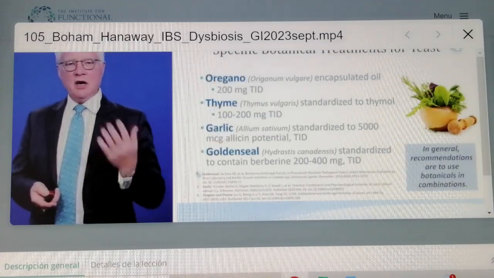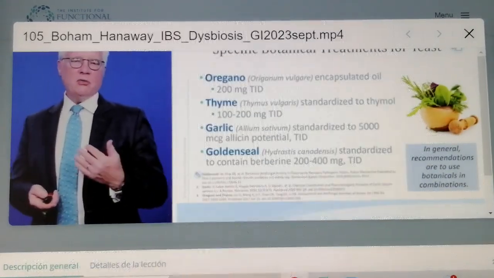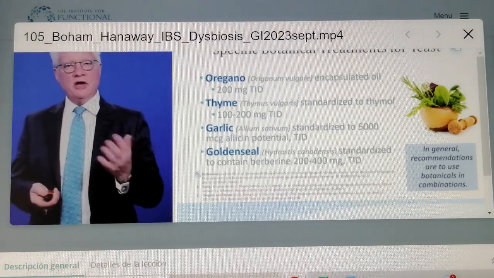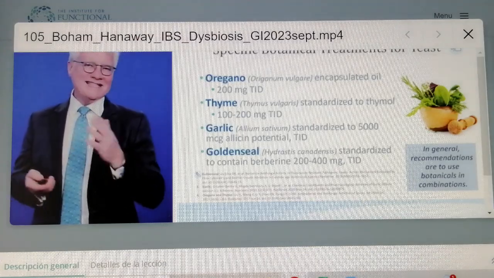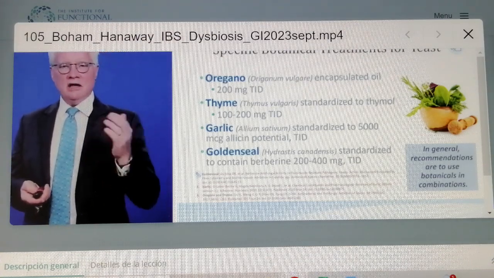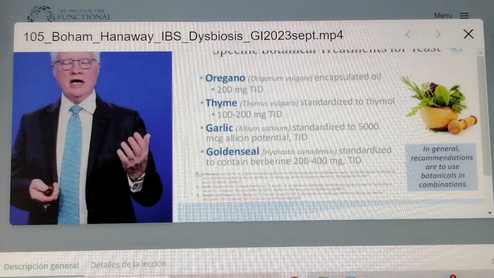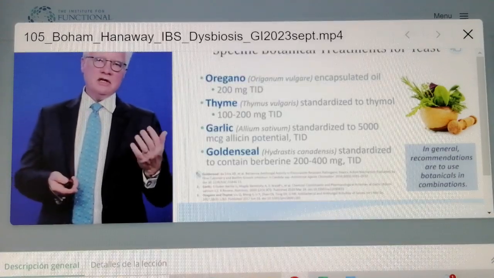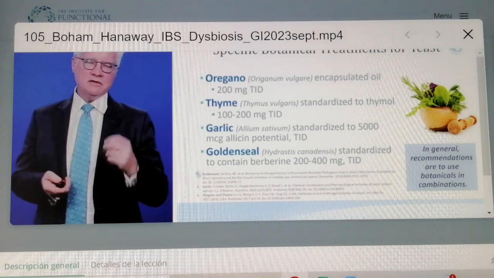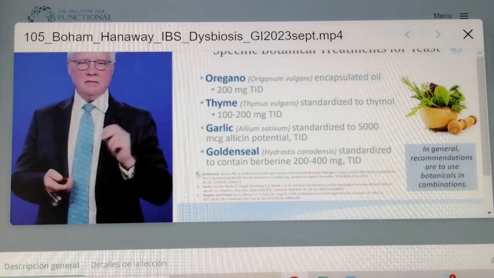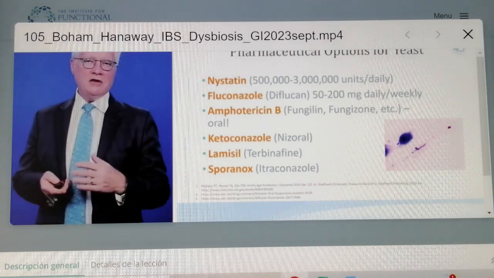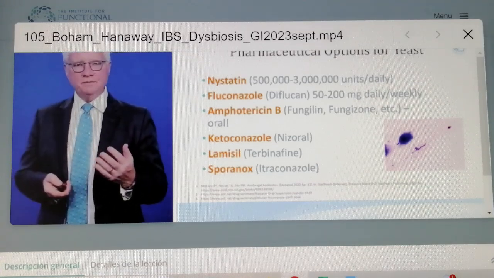Specific antimicrobials or botanicals: oregano and oregano oil at 200 milligrams 3 times a day, particularly helpful for its antifungal properties. The two I like here are the aromatics, oregano and thyme. We do see garlic and goldenseal and other combinations that can be useful, but it's the aromatic oils that I find to be most helpful in their anti-yeast capacity.